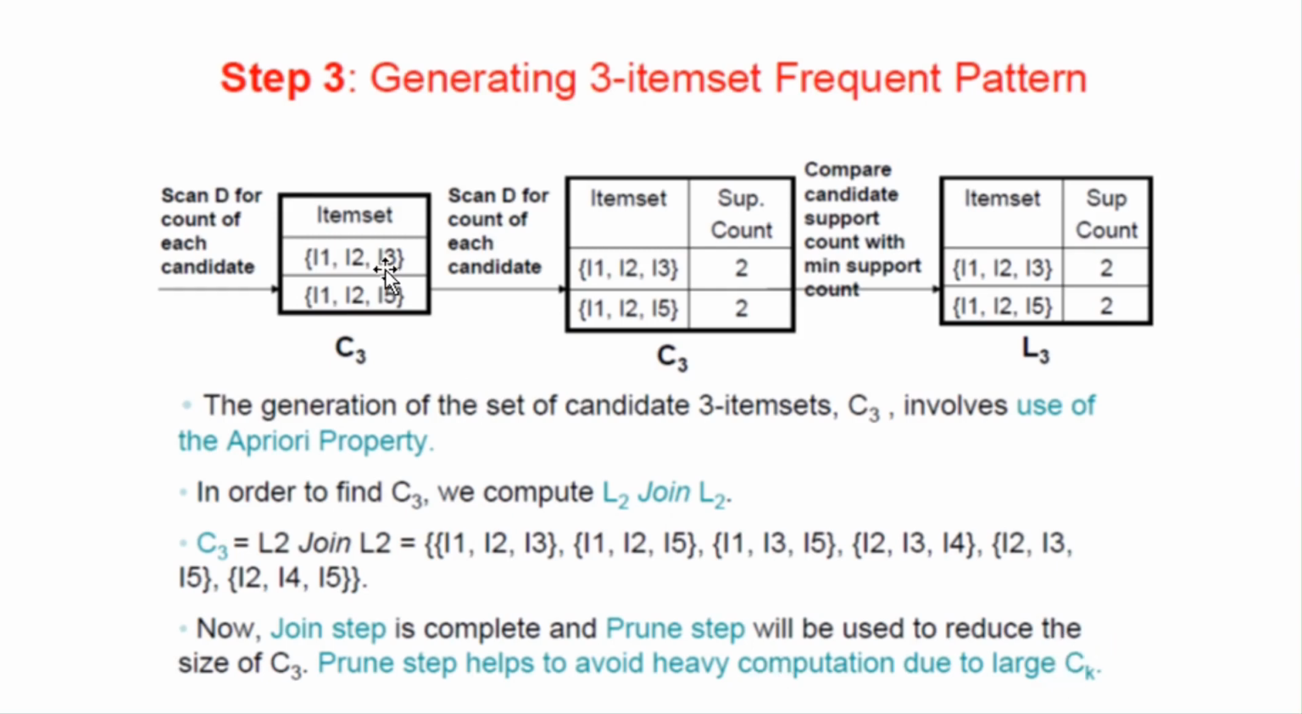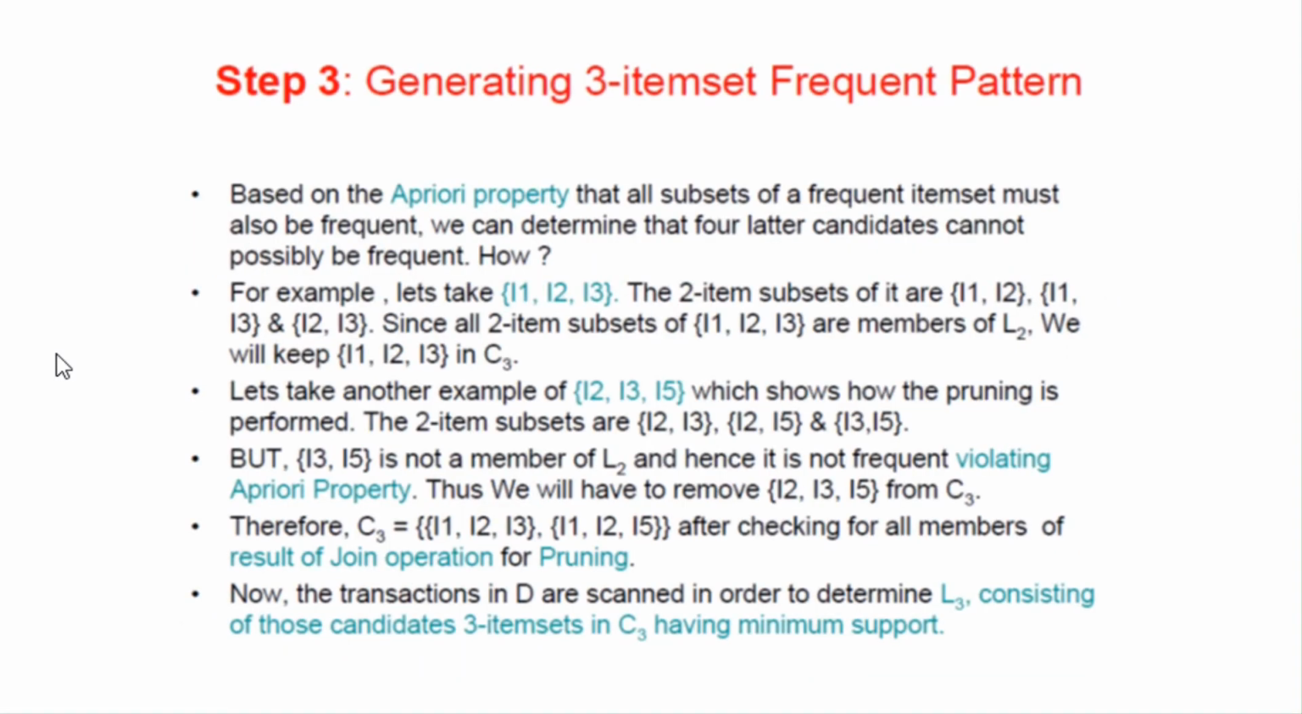So what we are doing here is we will scan D for the count of each candidate. Then we will check the support count of each candidate that has been noted. Again we will compare the candidate support count with the minimum support count. And in L3 we are going to have only those item sets which have satisfied the support count condition. Understand clearly what we have done in the previous slide.